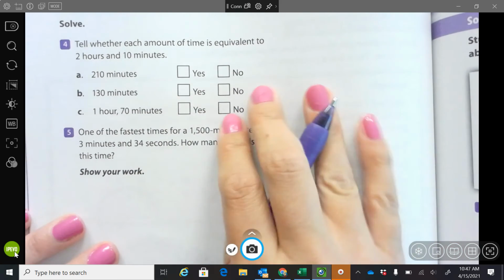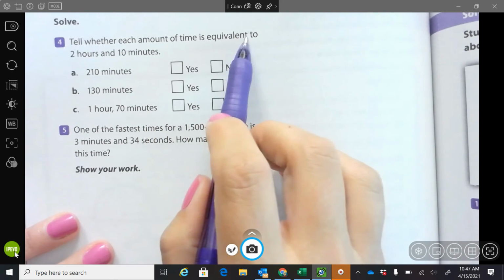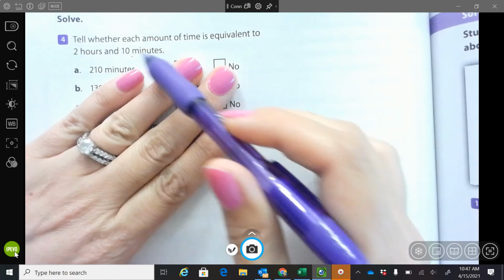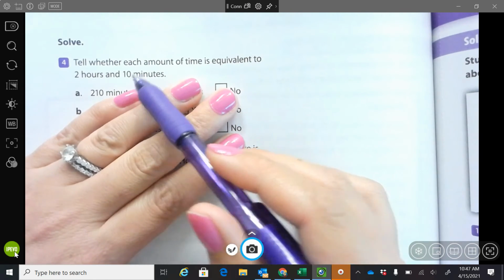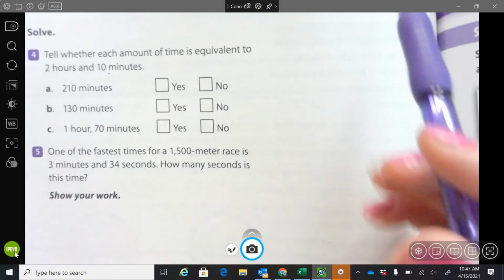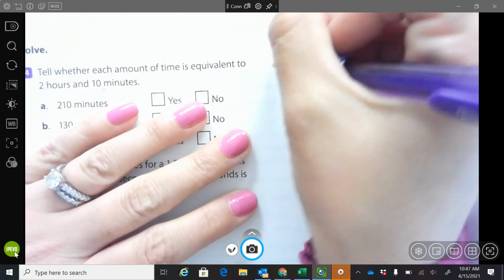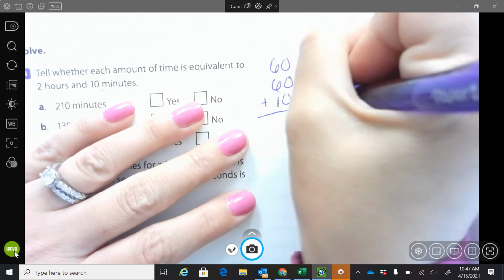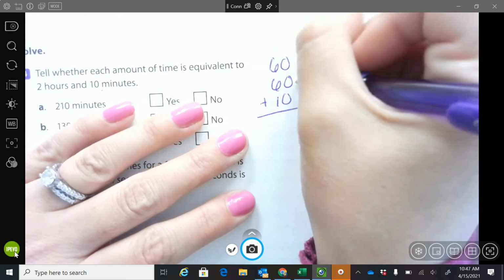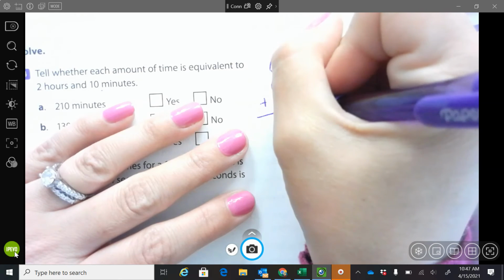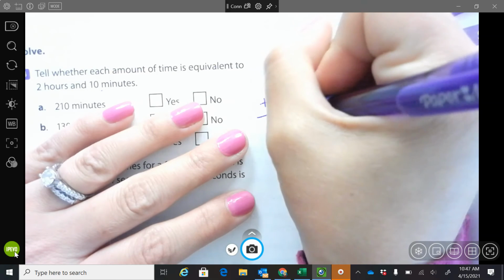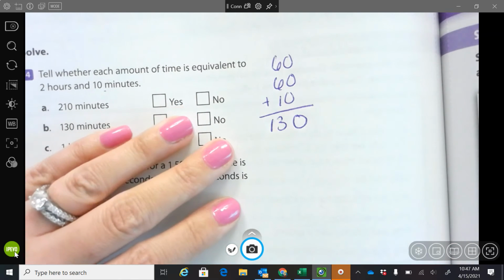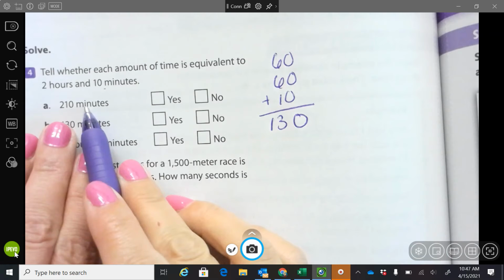All right, number 4. Tell whether each amount of time is equivalent to 2 hours and 10 minutes. Before we even look at our answers, what should we do? Add 2 hours and 10 minutes. Yeah, let's find the answer for ourselves. 2 hours is how many minutes? 60. Okay, so we have 1 hour, 2 hours, 10 minutes. That would give us 130 minutes. Do you guys agree? Yeah? Okay. So, what would A be?